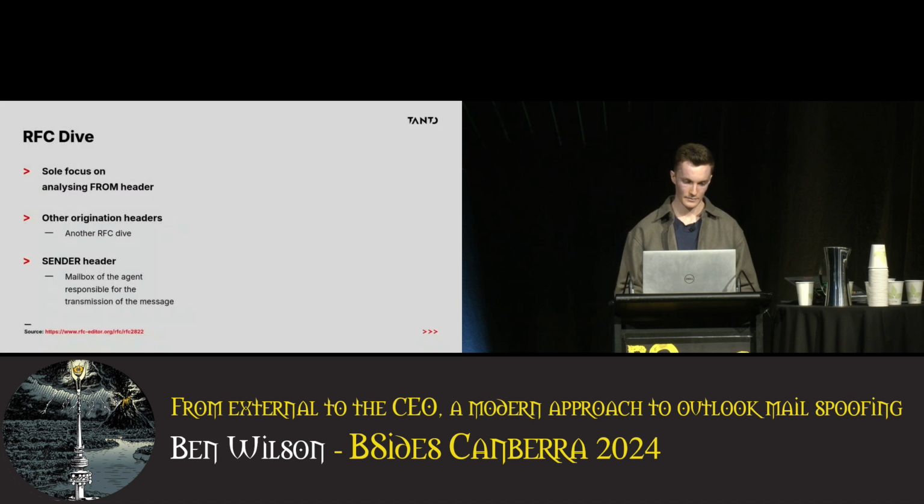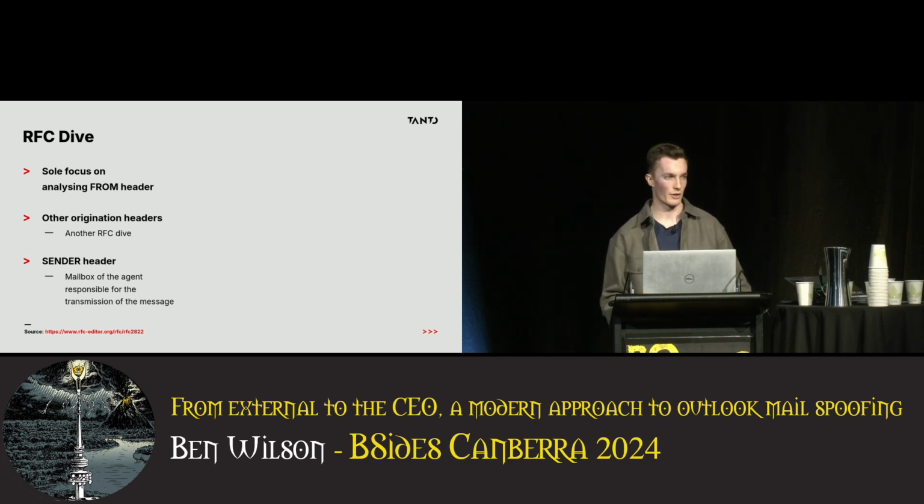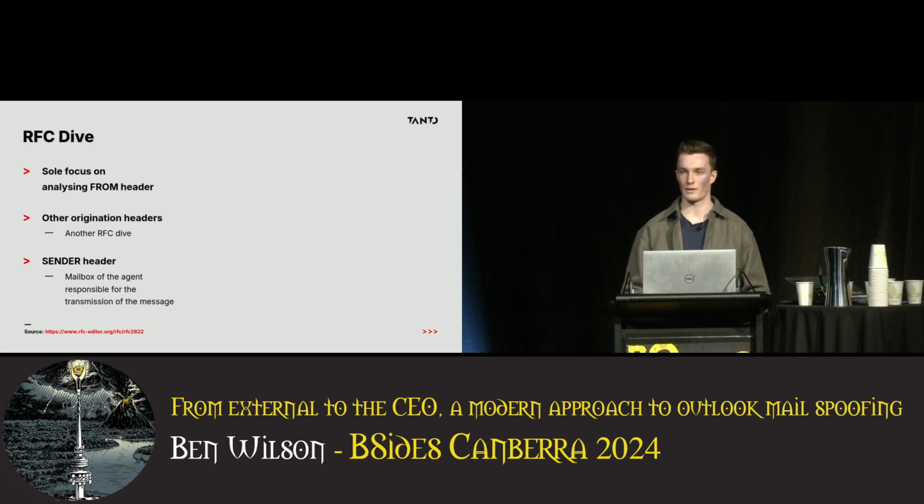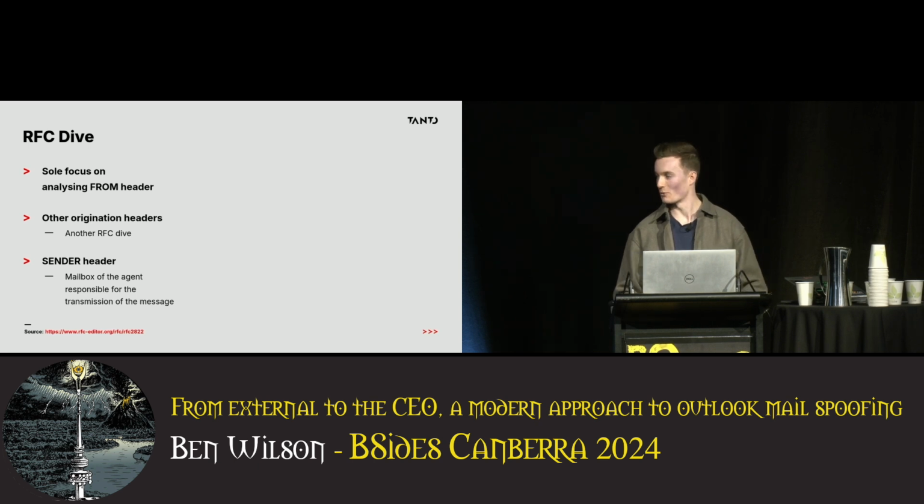So I decided to see if we could do a little bit better. Going into the RFC, based on that sole focus of analyzing the From header, I wanted to look at what other origination headers might be available. When I was looking at that, I discovered the Sender header, which is not a secret header at all, by the way, if you haven't heard of it. It's described as the mailbox of the agent responsible for the transmission of the message, which is quite a mouthful.